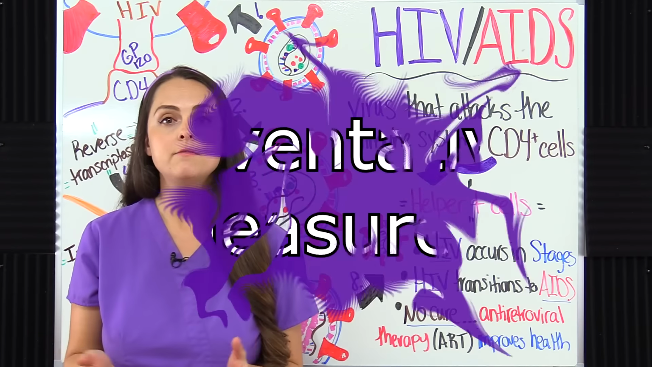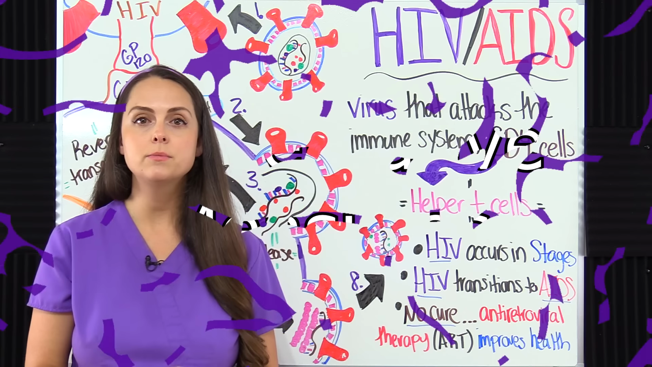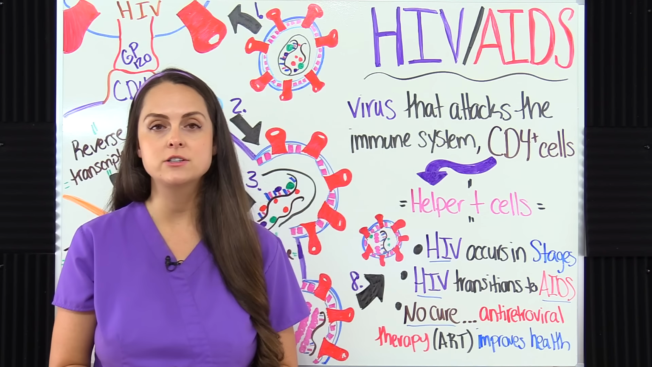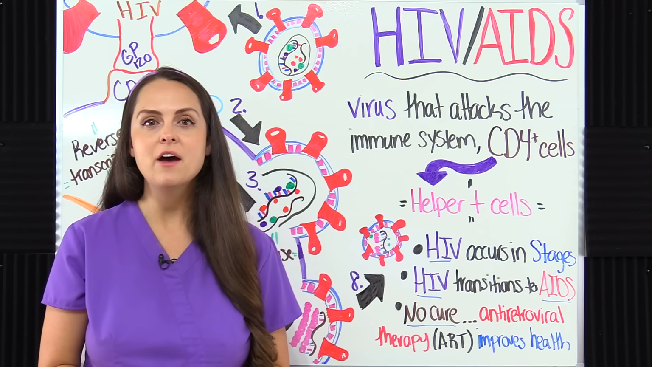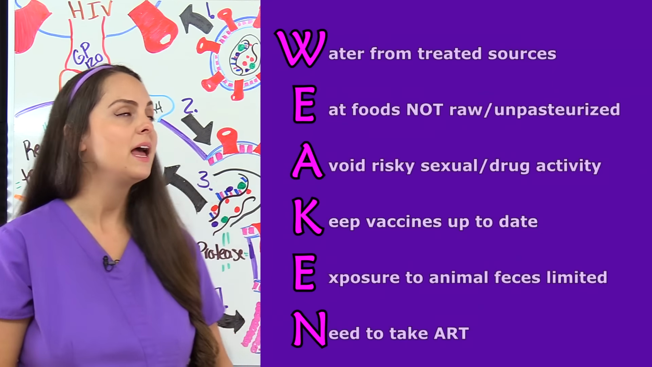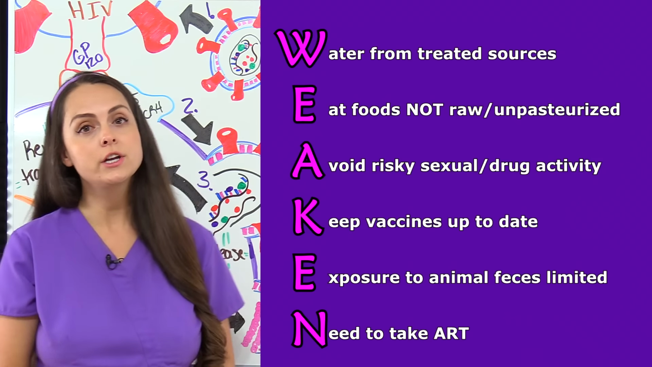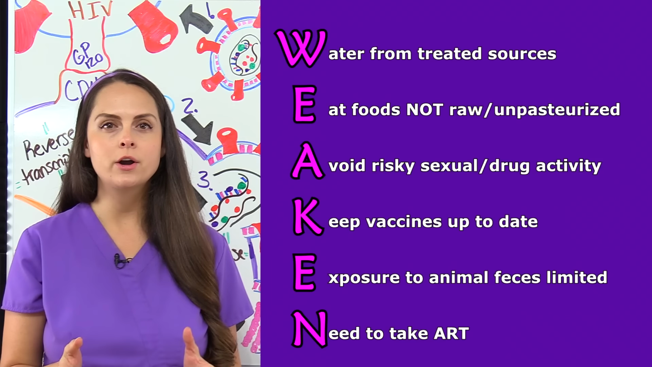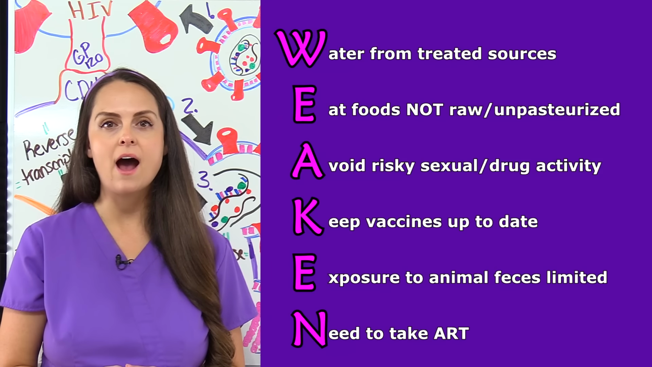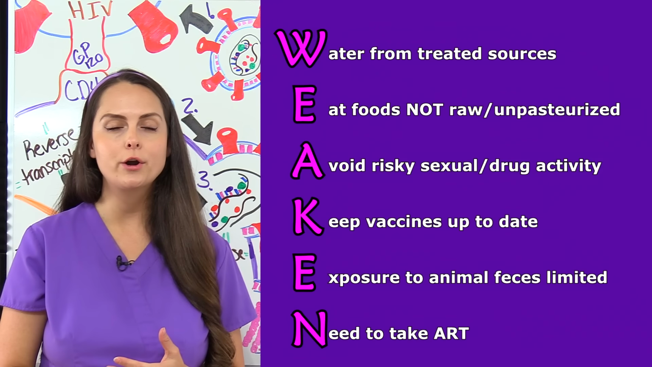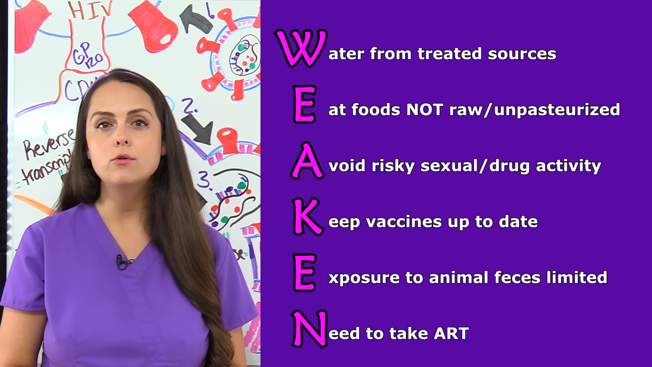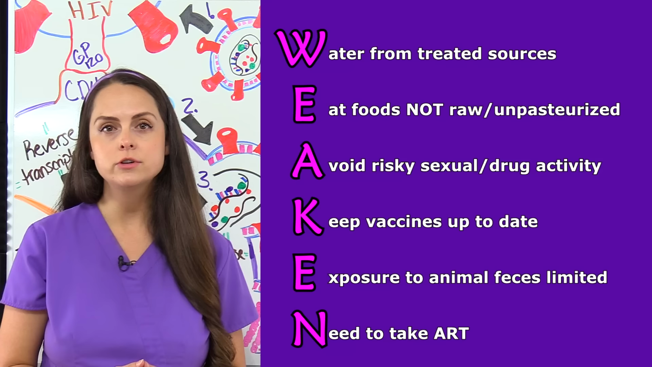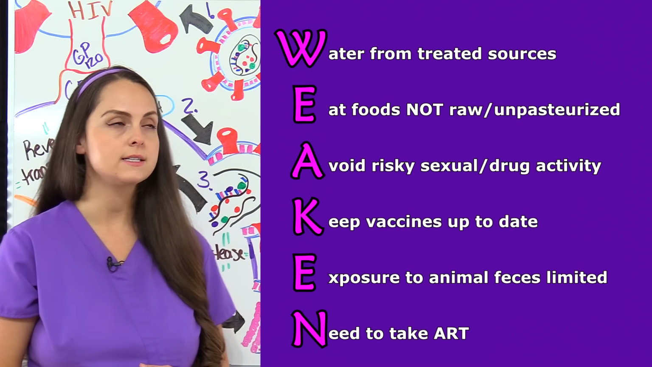Now, what are some preventative measures that your patient can take to prevent these opportunistic infections when they're at risk? Well, we know that they have a weakened immune system. So let's remember the word weaken. W is for water consumed should be from treated sources. They don't want to drink water from an untreated source. Let's say they're outdoors hiking. They don't want to drink water from a river or a lake. Or if they're traveling abroad, they don't want to drink water from foreign sources.